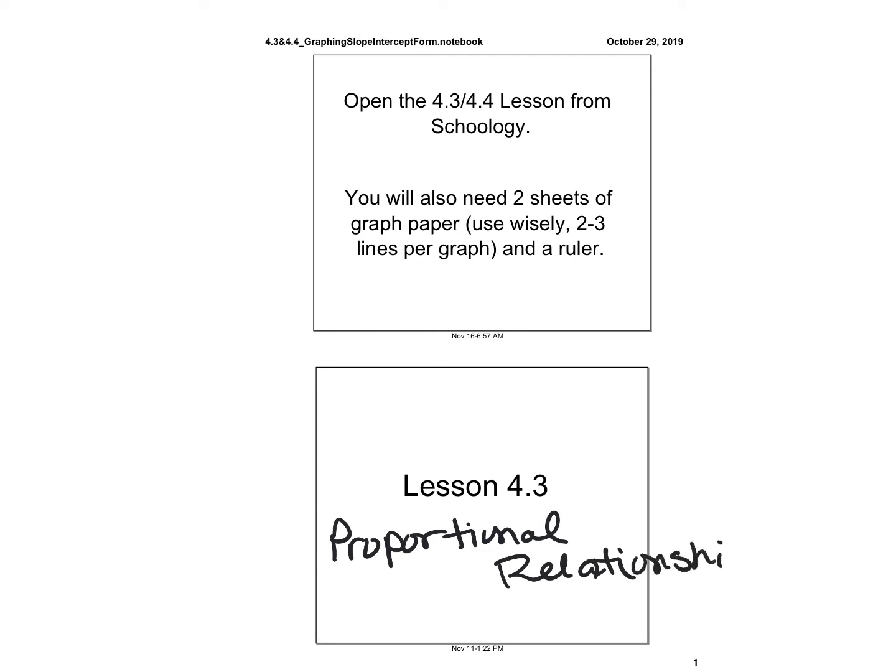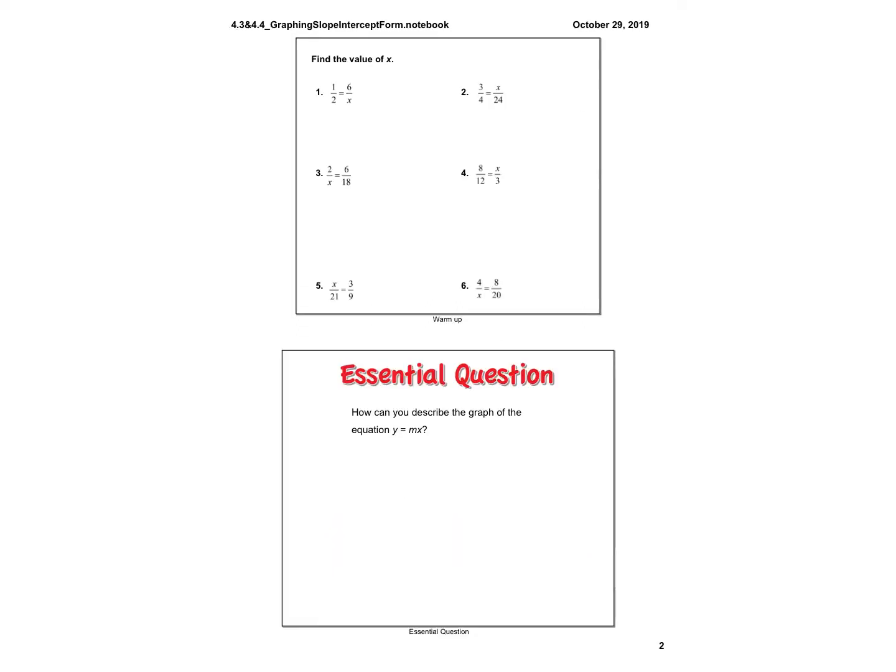So label the next blank page in your notebook as lesson 4.3, proportional relationships. So you don't have to write this part down. You did this last year when we worked on proportions, but you've got 1 over 2's compared to 6 over what? So we did 1 times 6 is 6, so 2 times 6 is 12. Same thing here. What did we do to the 6 to get 2? We divided by 3, so 18 divided by 3, x would be 6. We did proportions. You don't need to worry about this page.